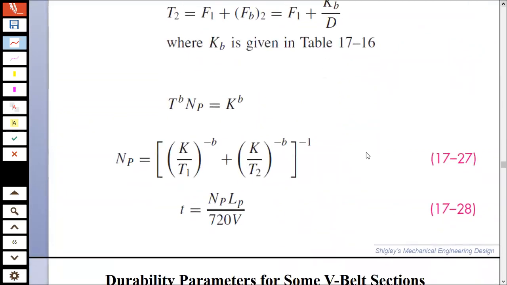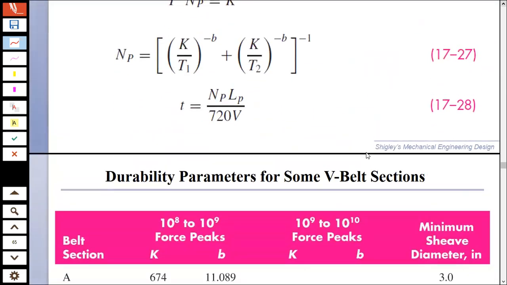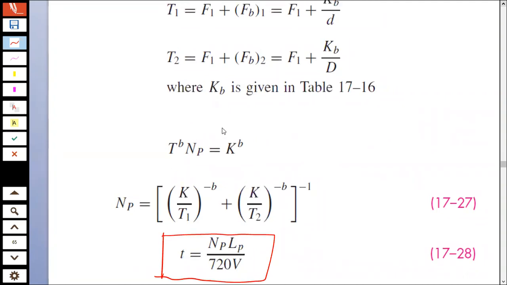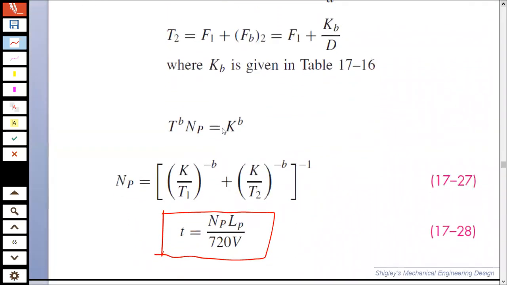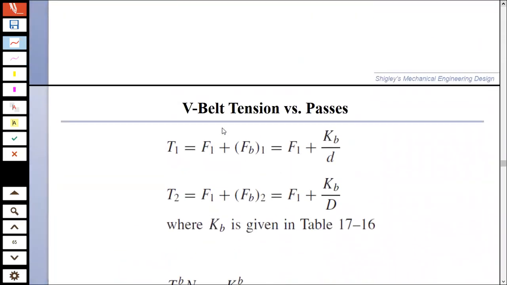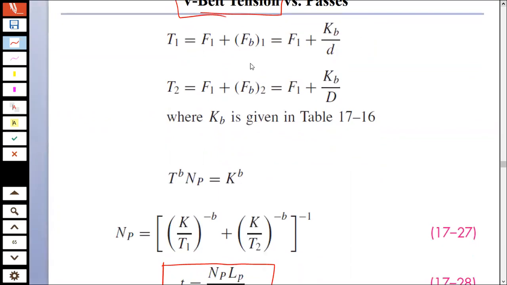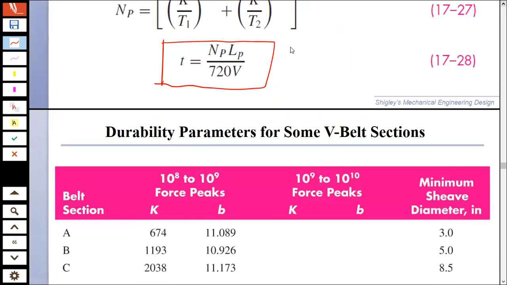These are the formula given to you. Okay, the number of times that a belt would work for. So go ahead and see what will be the number of passes, the number of revolutions that a belt can withstand with a certain amount of tension in the belt. Okay? So I will leave that on you to look for the equations 17-27 and 17-28 in your book.